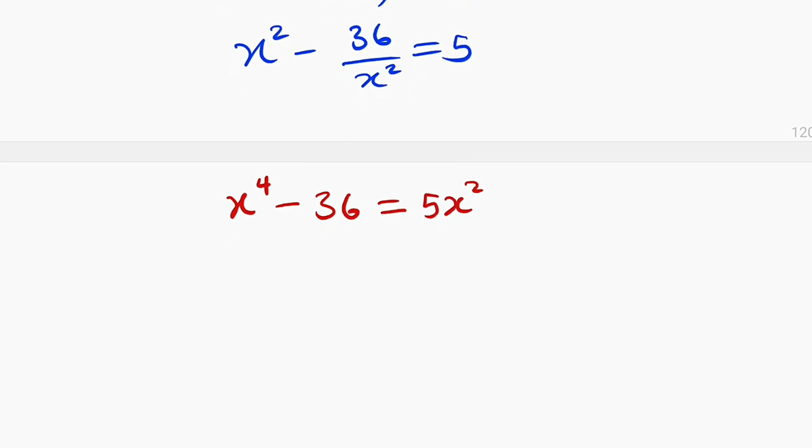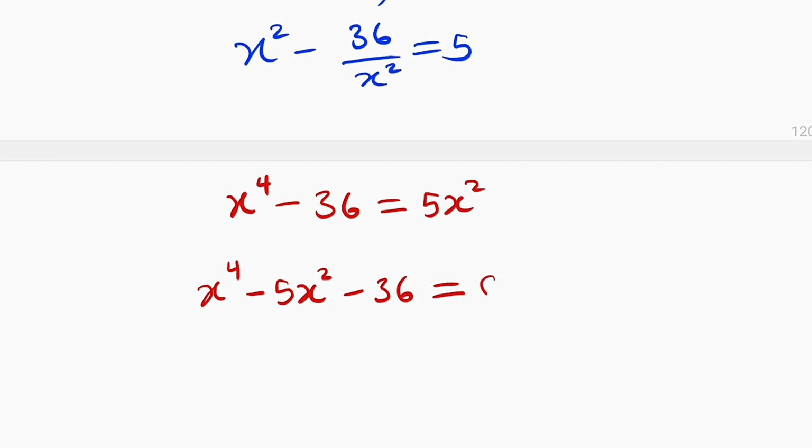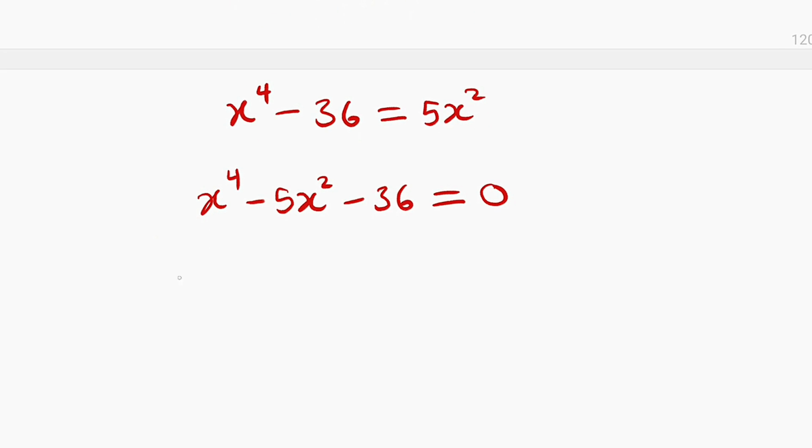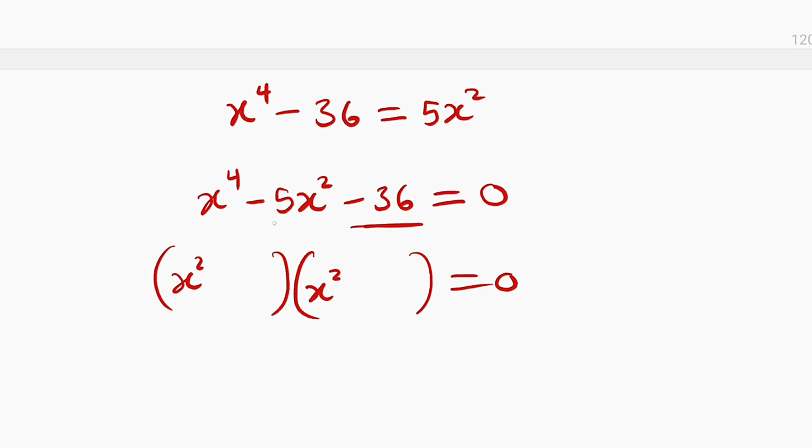So now let us bring every term to the left hand side. This is x to the power of 4 minus 5x squared minus 36. This is equal to 0. We can solve this equation by factorization. So we have our two factors, but they will be in terms of x squared. Now we are going to think of two numbers, which when we multiply them together, we get negative 36. And when added up together, we get negative 5. The numbers are negative 9 and positive 4, right?